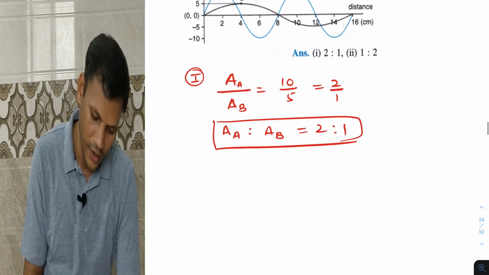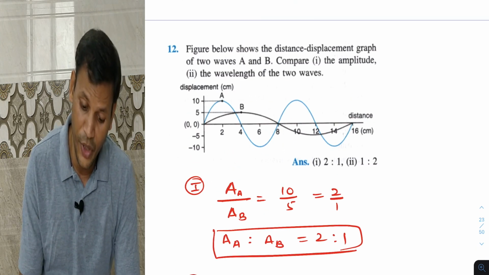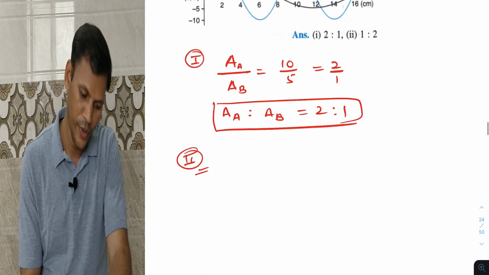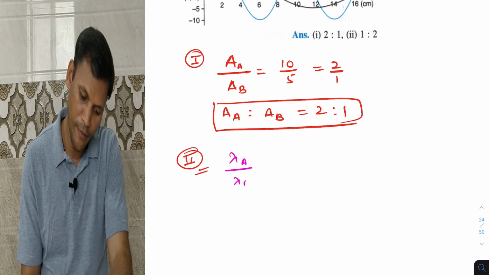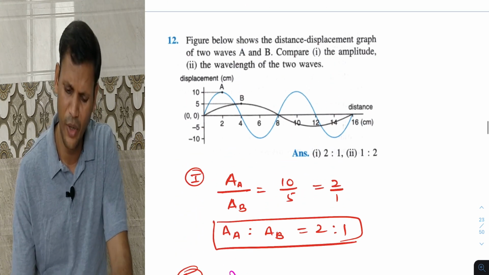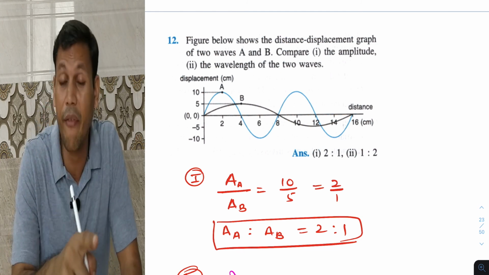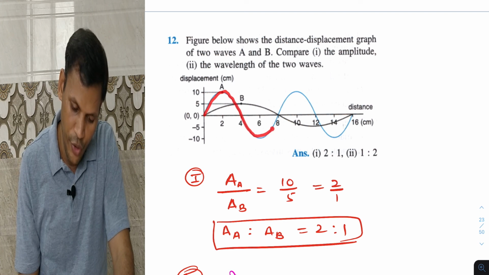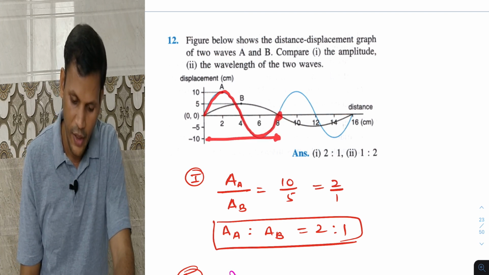Now second part, what is to be calculated in the second part? Wavelength of the two waves. We have to compare the wavelength of the two waves. So we can say lambda of A upon lambda of B. So wavelength we have to find out. Again we can say, what is the wavelength? Length of one complete wave is called wavelength. So for A, one wave is going to be complete over here. यहाँ पे complete हो जाता है. So this distance is 8. Wavelength is 8 for A.